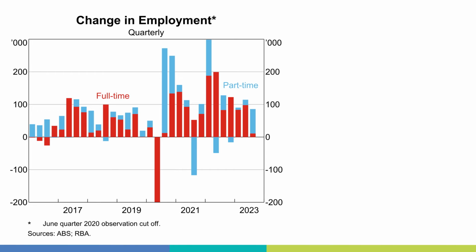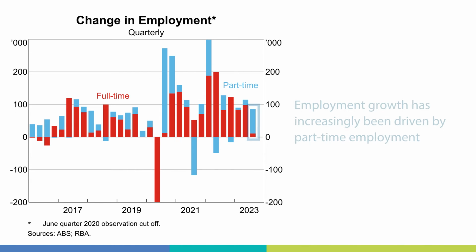This graph shows the quarterly growth in full-time jobs, the red bars, versus part-time jobs, the blue bars, in the economy. In recent months, employment growth has increasingly been driven by part-time employment. The number of people who are employed is expected to continue increasing over the period ahead. However, employment is expected to grow more slowly than the working age population because the economy is forecast to continue growing below trend. The unemployment rate is expected to rise gradually over the next year to 4.25% from late 2024, which is a more moderate increase than previously forecast.